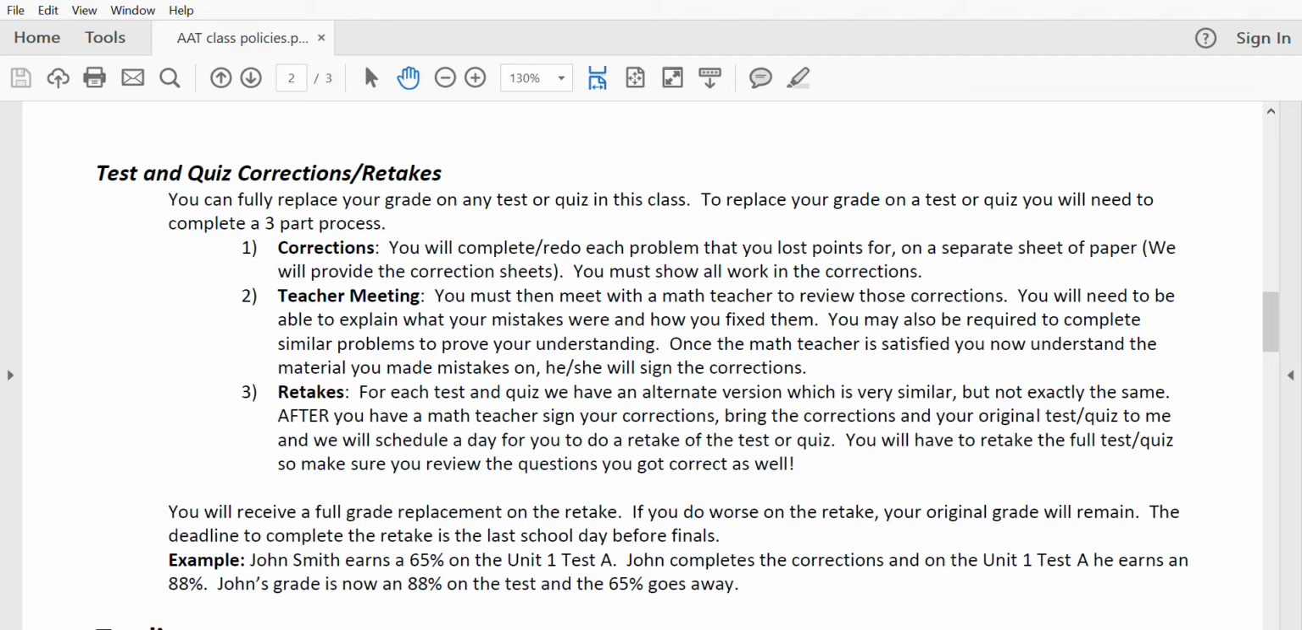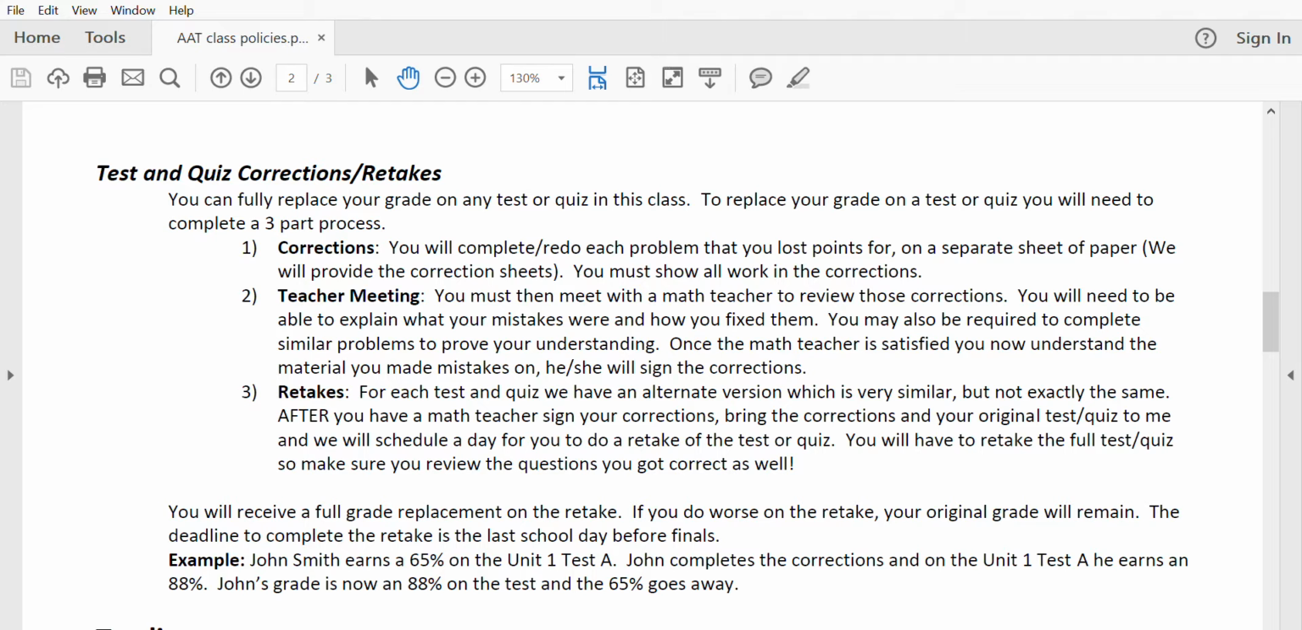Once you have your corrections signed, then you bring them to me and we will schedule a date to do a retake. Now you have to retake the entire test or quiz. So you've got to make sure that you study not only what you got wrong, but also what you got right for the retake. Otherwise, you might end up getting points off on the retake that you didn't get off on the original test. One thing I want to make sure we're clear on, corrections do not have to be done on your own.